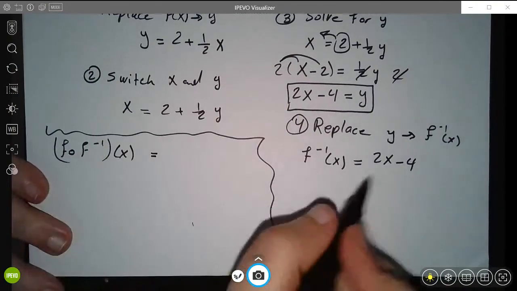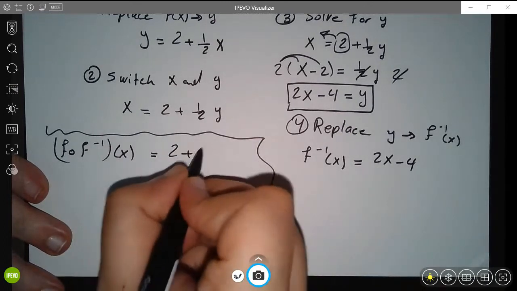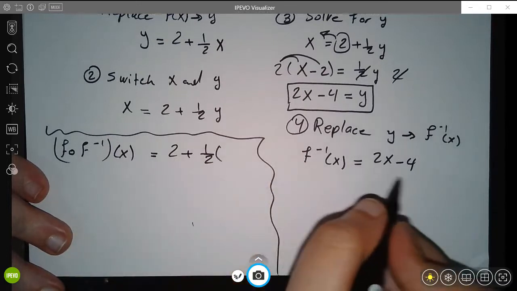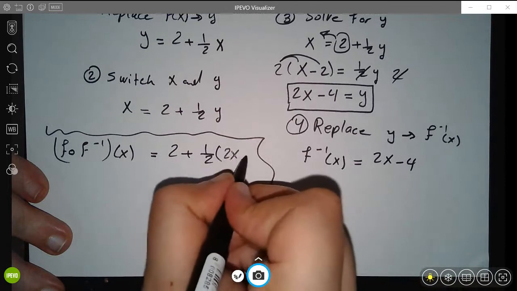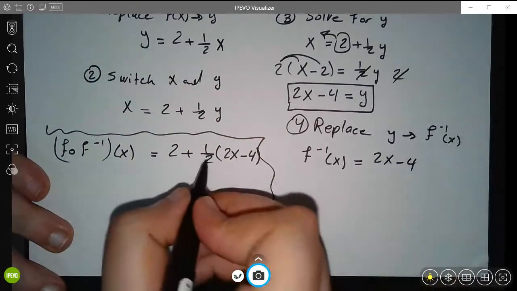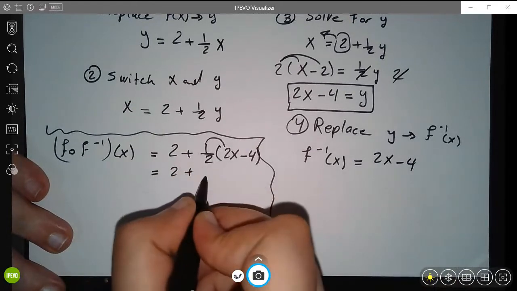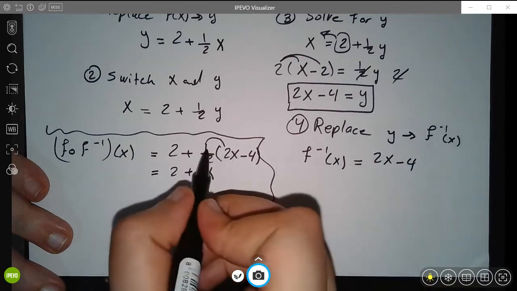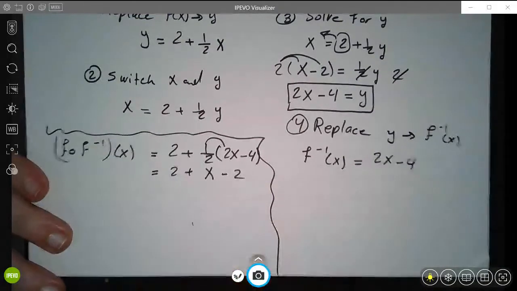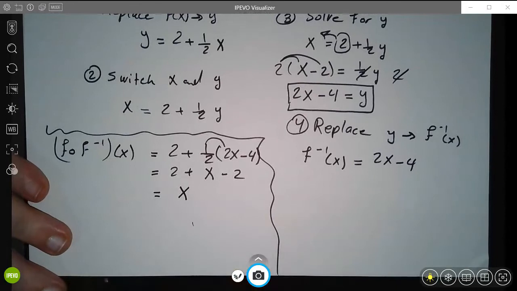If it is, then you got it right. Let's try that. So I'm plugging this into the original function. The original function was 2 plus 1/2 x. So instead of the x, I'm placing this entire thing, which is 2x minus 4. 1/2 times 2x gives you just x, and 1/2 times the negative 4 becomes a negative 2. Positive 2 and negative 2 add up to 0, and the final result is just x.